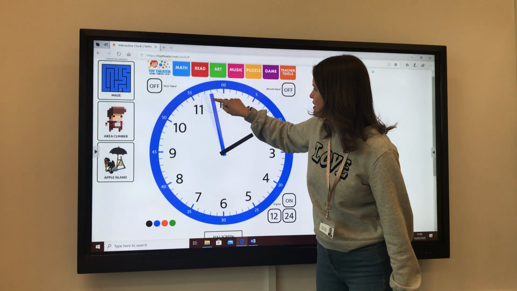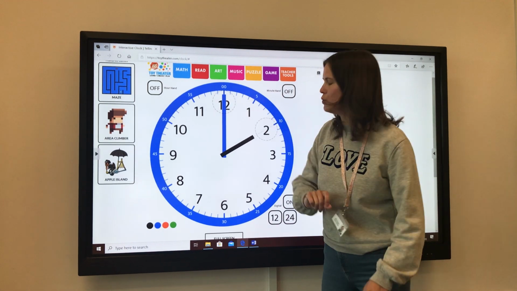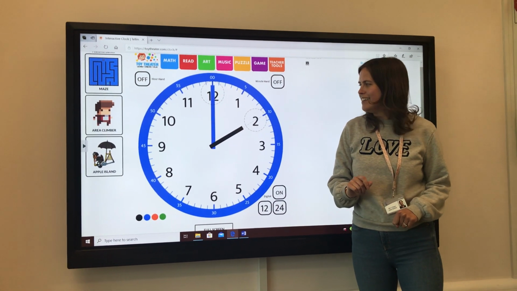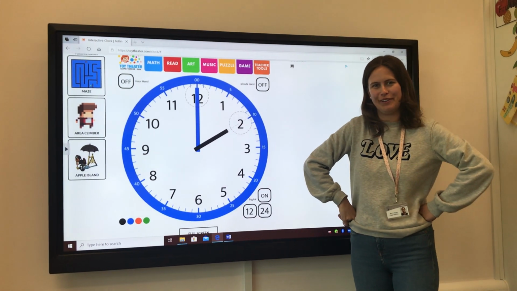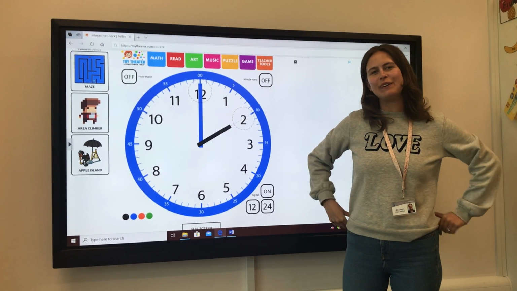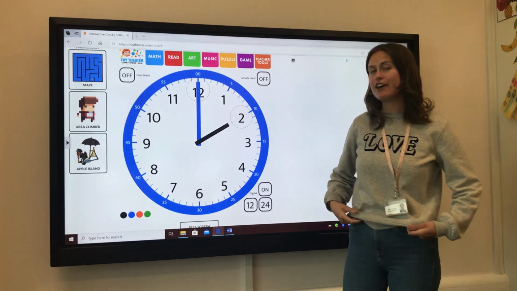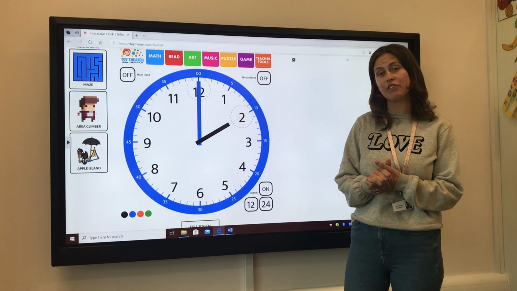Okay. Right, I'm going to pop it back to 2 o'clock for now. Now, as you can see, it's quite challenging. Even Mrs Hayes got stuck on a few of those, okay? But hope you enjoy exploring this at home, and hopefully you can have a practice with any clocks you've got there as well.